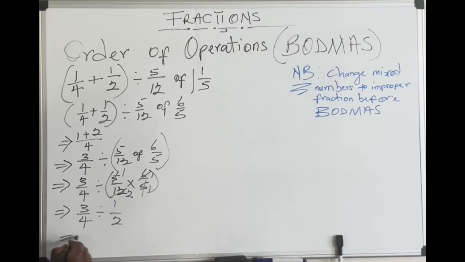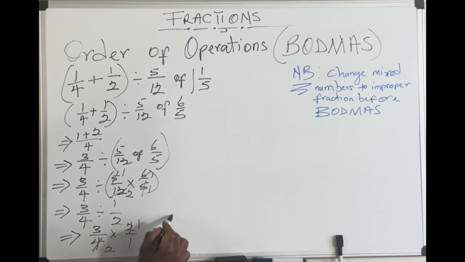Okay, go ahead. 3 over 4 times 2 over 1. Let's do any cancellation. 2 goes here, 1 goes here, 2. So our final answer will be 3 times 1, 3 over 2 times 1, 2. 3 over 2 will be our final answer.